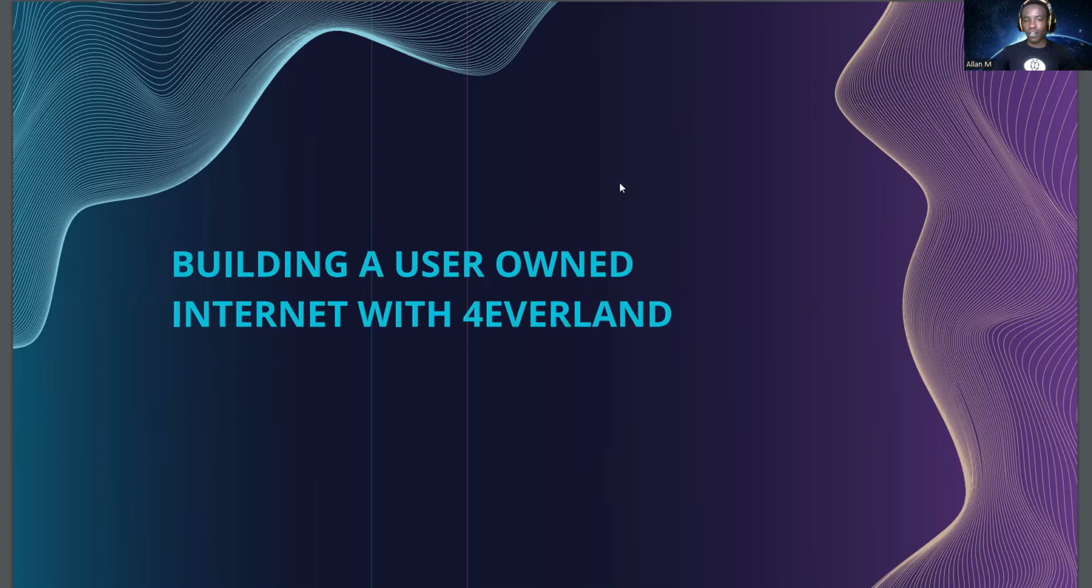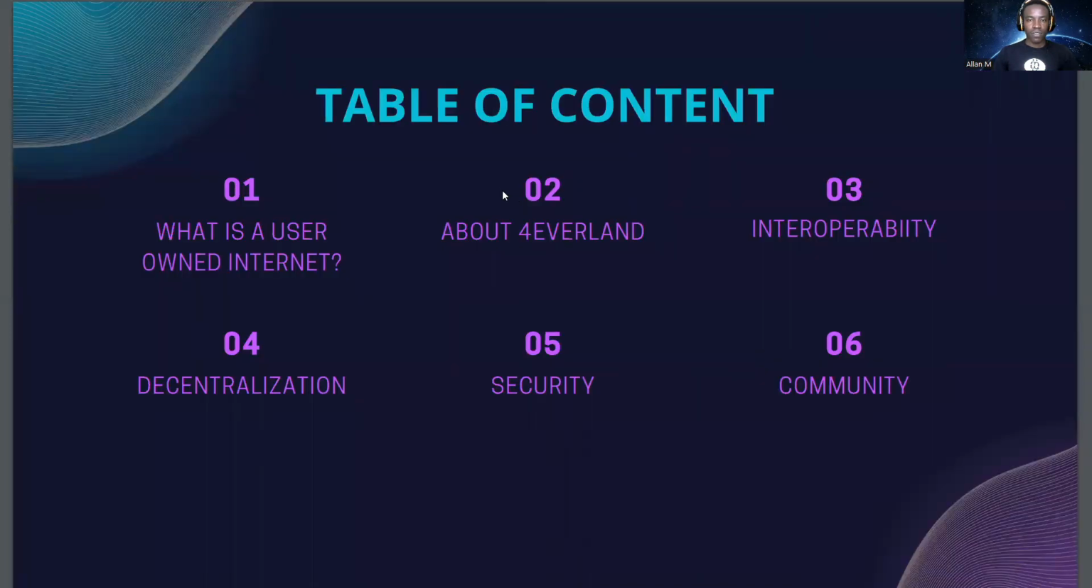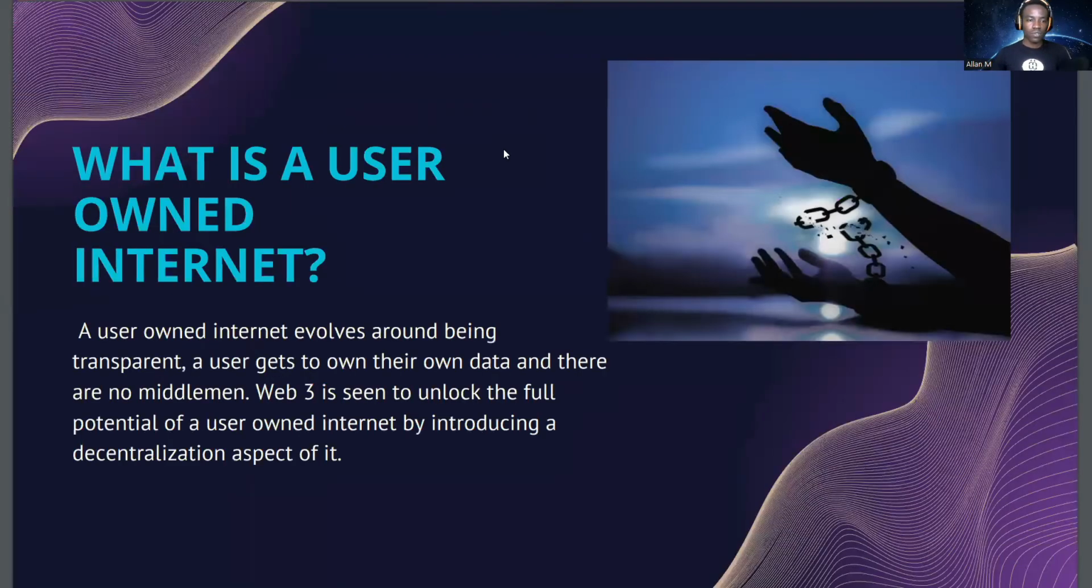In this session, I'll be taking you through building a user-owned internet with 4EVERLAND. So on the table of contents, we're going to look at what is a user-owned internet, about 4EVERLAND. Then we will look into some aspects that relate to the process of building that user-owned internet, which include interoperability, decentralization, security, and community. So what is a user-owned internet?